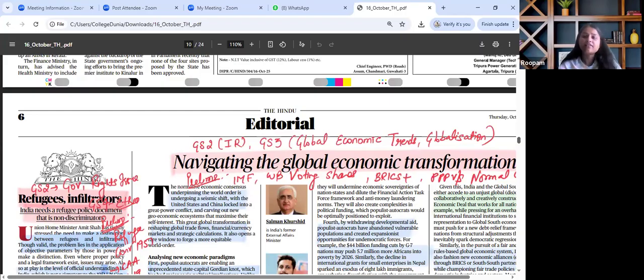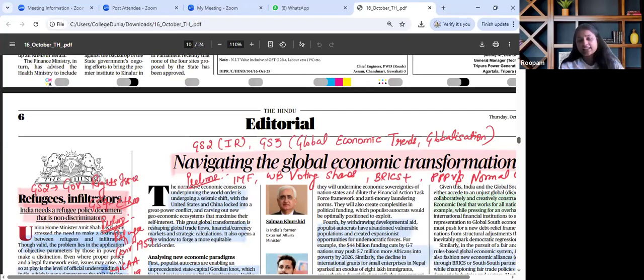From prelims perspective, the areas wherein we have to brush up our knowledge is on knowing about IMF structure, its voting right, World Bank voting shares, afterwards BRICS expansion, de-dollarization trends that we are trying, and also internationalization of rupees that we are trying to do, purchasing power parity versus nominal GDP.